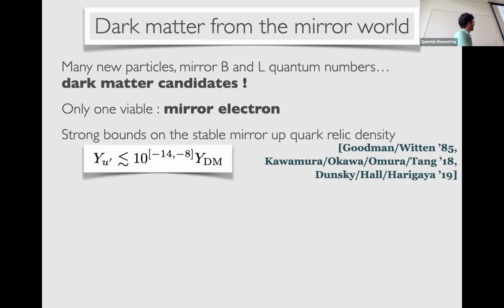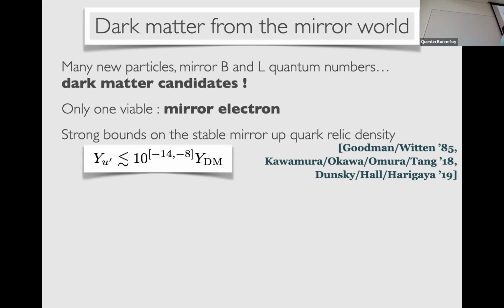The problem is that, as I was discussing, you cannot really decouple it from the mirror up quark. Because of parity, their masses are correlated, and there are super strong bounds on the relic density of this kind of object. The mirror up quark is the lightest object that has the mirror baryon number, so it cannot decay. It will stay there as a subcomponent of dark matter, and that subcomponent of dark matter is extremely well constrained.